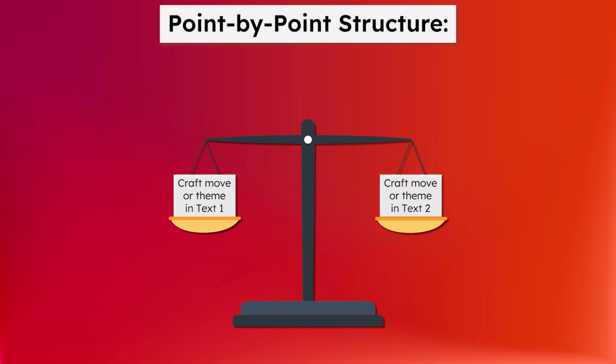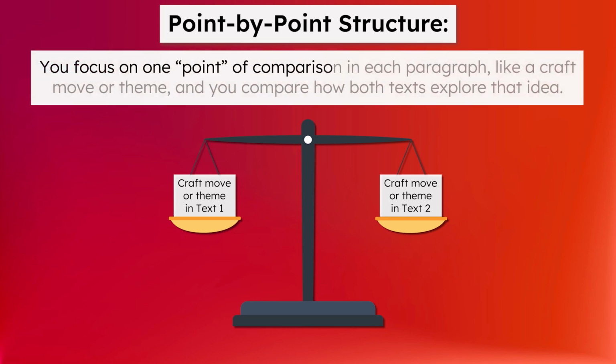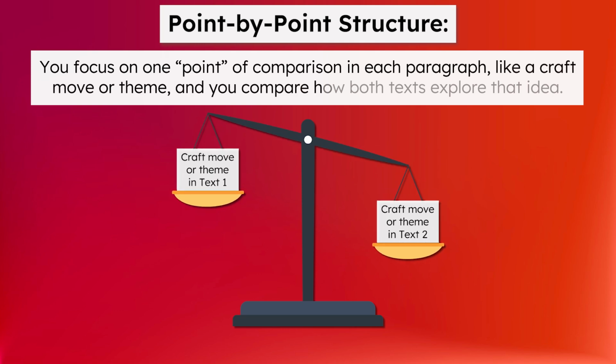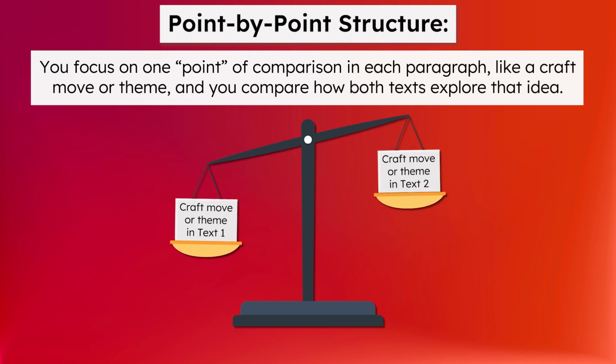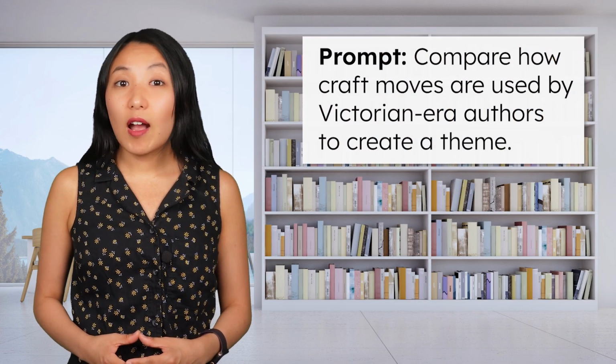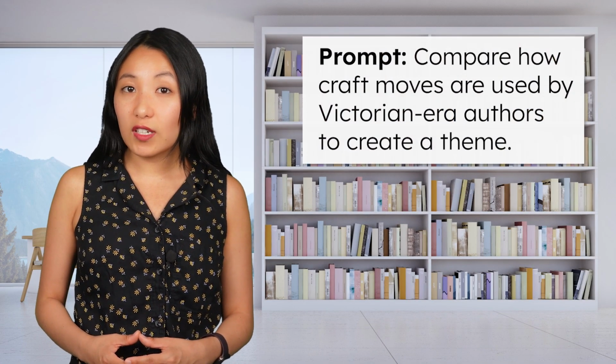When using this structure, you focus on one point of comparison in each paragraph, like a craft move or theme, and you compare how both texts explore that idea. We'll use this structure to respond to the prompt: Compare how craft moves are used by Victorian-era authors to create a theme. And boy, do I have some examples of Kipling and Wilde using these same craft moves to create the same theme, different craft moves to create different themes, same craft moves to create different themes. Okay, yeah, you get the picture.